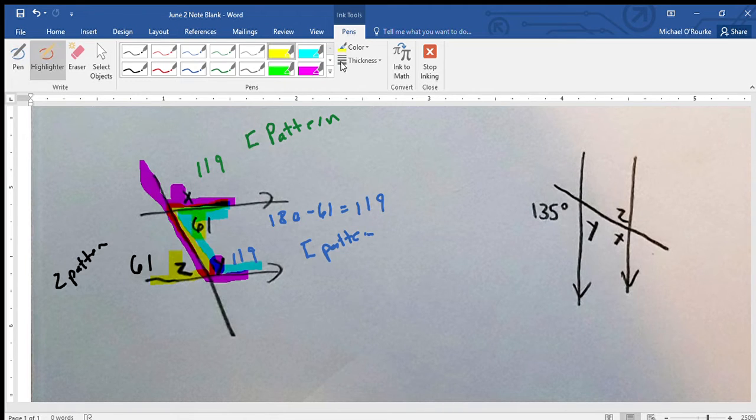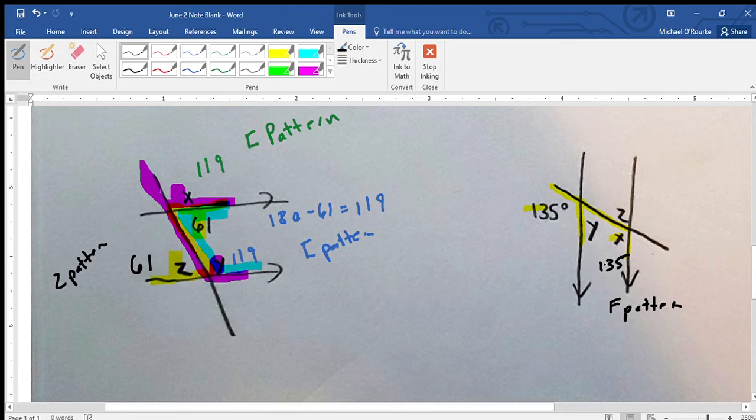So let's take a look at this next one. So I have 135 here. It's on the outside. So that tells me, okay, let's do an F pattern first. Kind of get this going. So that means that's going to equal this. So that means to me that is 135, and I'm going to use my F pattern for that.